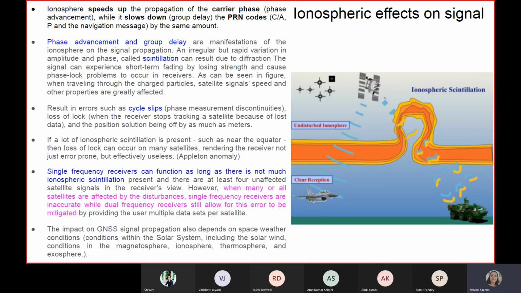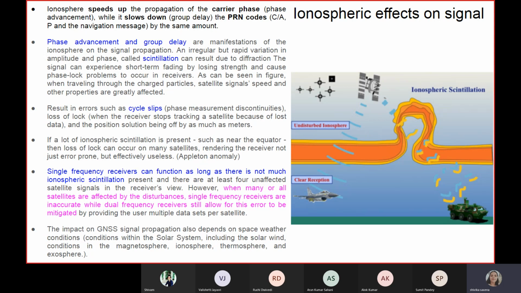So any very highly active ionosphere will lead to this phenomenon known as scintillation, and this will result in errors like cycle slips, phase measurement discontinuities, loss of lock, or position solution error. So for undisturbed ionosphere, we have a very clear reception. For a disturbed and very active ionosphere, we might get an unclear picture at the ground of the signal from the satellite.